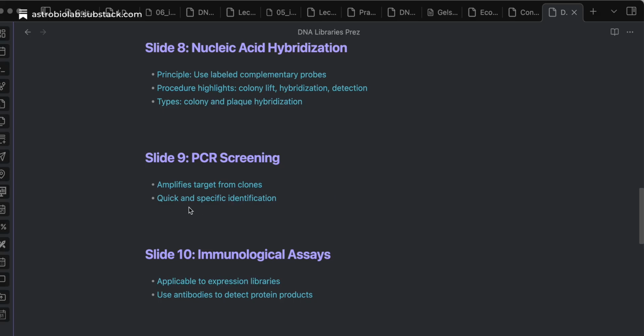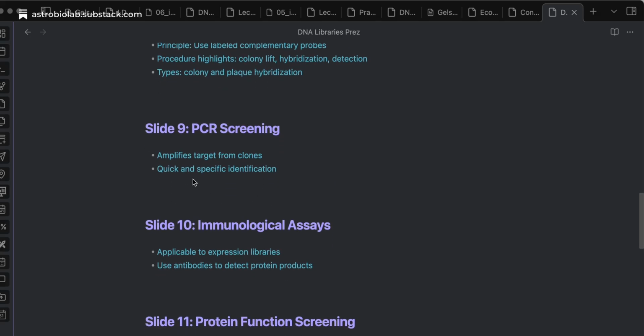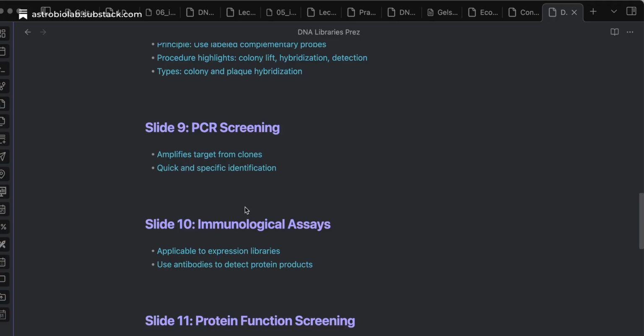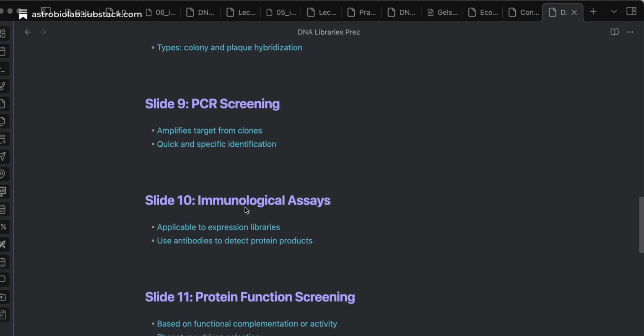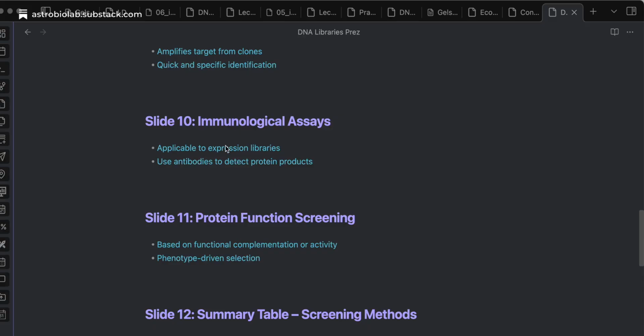So you have to do a PCR for every single colony that you generate from your library. And obviously, when the right target is found, you find a band on your PCR reaction, and then you know that that's the right one. You can also use immunological assays, where you use antibodies to detect the protein products. So this is only applicable to libraries where you have expression.